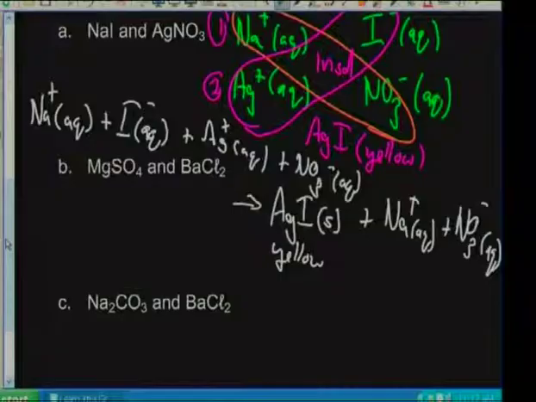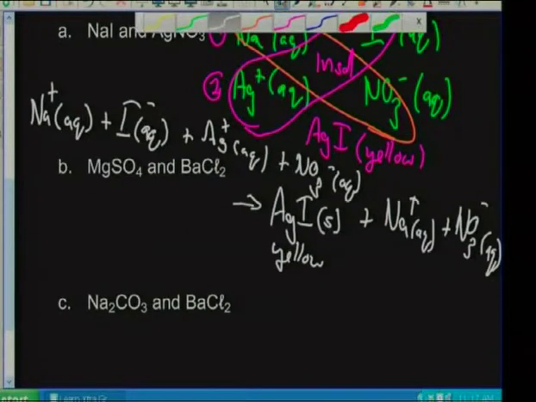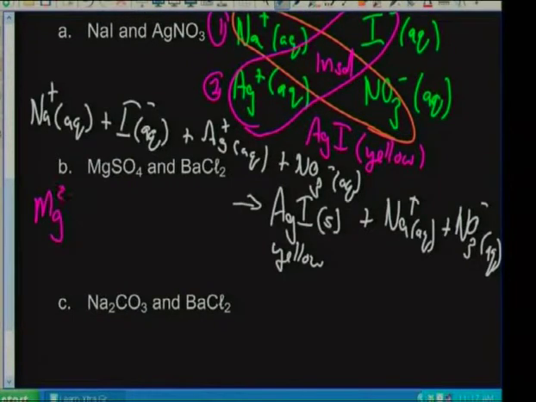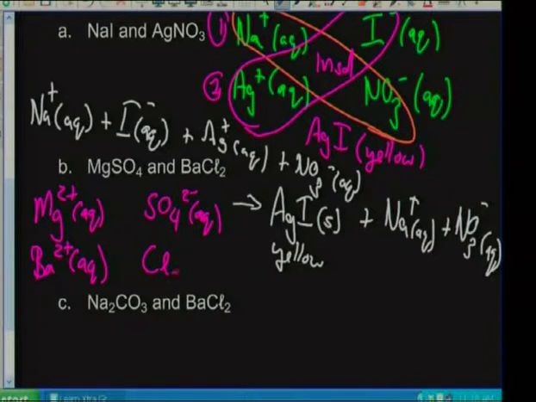Over here, we've got magnesium sulfate and barium chloride. Now, let's do the same process as we did before. We're going to say in beaker 1 we've got a magnesium sulfate solution, so we've got magnesium ions and sulfate ions. And we've got barium ions in beaker 2, and we've got chloride ions. Don't write it as Cl2, that's incorrect. It's Cl minus, not the gas, chlorine.